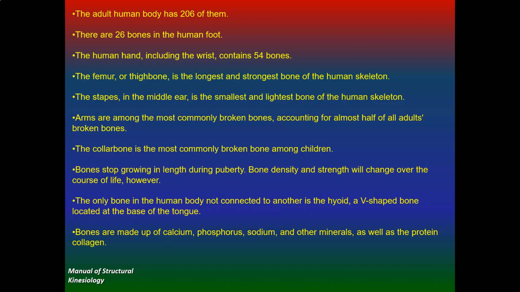Now here are some interesting facts. The adult human body has 206 bones. There are 26 bones in the human foot. The human hand, including the wrist, contains 54 bones. The femur, or thigh bone, is the longest and strongest of the human skeleton. The stapes in the middle ear is the smallest and lightest bone of the human skeleton.